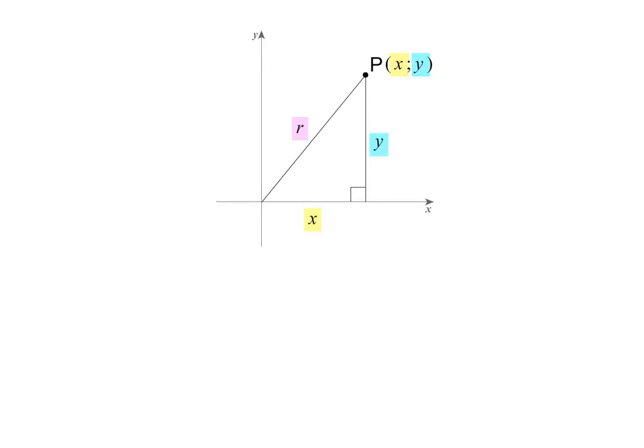The side which joins the origin to P is always labelled R. The angle, which is always measured from the x-axis to R, is theta. R is the hypotenuse because it lies opposite the right angle. X is the side adjacent to theta, and y is the side opposite theta. The three trig ratios are sine, cos, and tan.